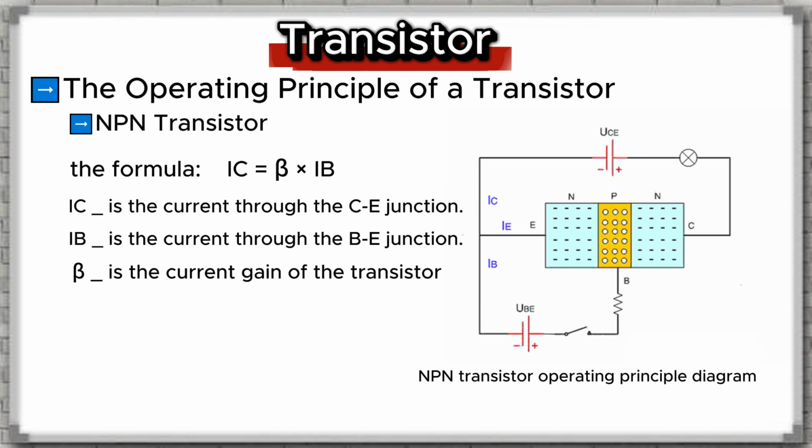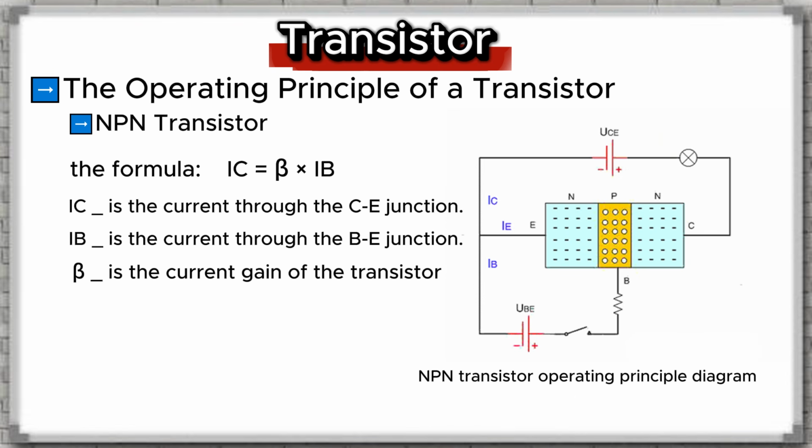But when IB appears, because the base layer is very thin and lightly doped, many electrons from the emitter N-type cross over into the base P-type. A small number of these electrons combine with holes to form the base current IB. But most electrons are pulled toward the collector thanks to the voltage UCE. This creates the collector current IC through the transistor.